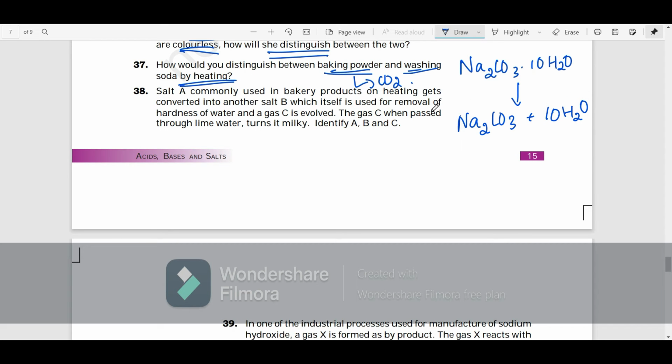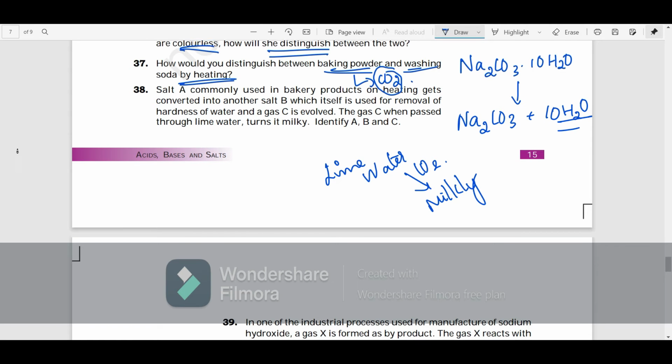So you can test them by heating both of them. CO2 is released from one, while water is released in the form of water vapor from the other. You can take lime water and check for which of them the lime water turns milky. Of course it will turn milky for carbon dioxide. It's the test of carbon dioxide. That's how you can check it.